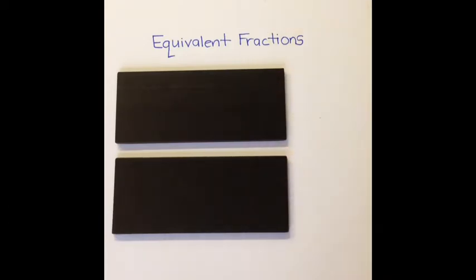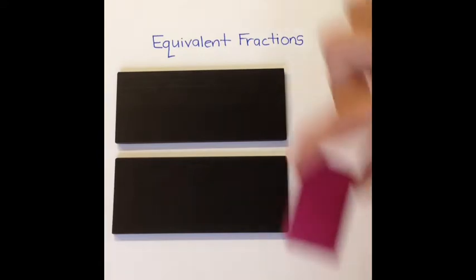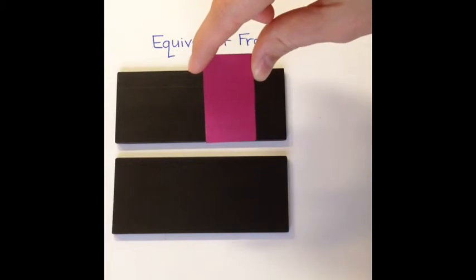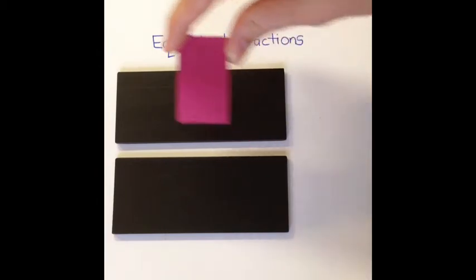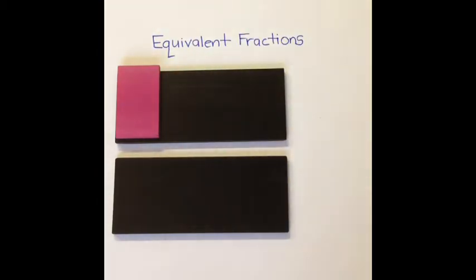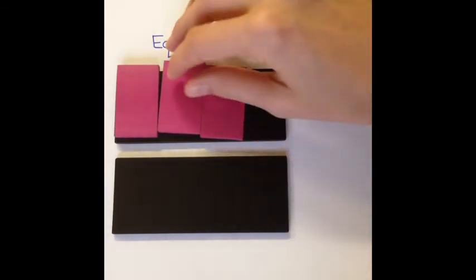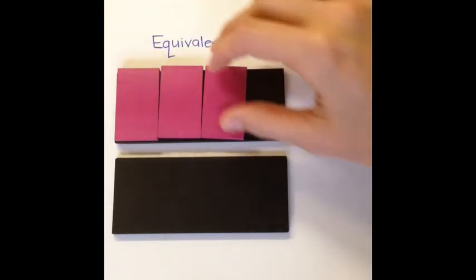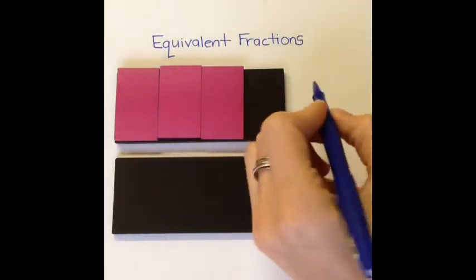Each of these black blocks represents a whole piece. Each of these pink blocks represents 1/4. So if I wanted to make the fraction 3/4, I would need 3 of these pink blocks lined up on the whole piece. So that represents 3/4.